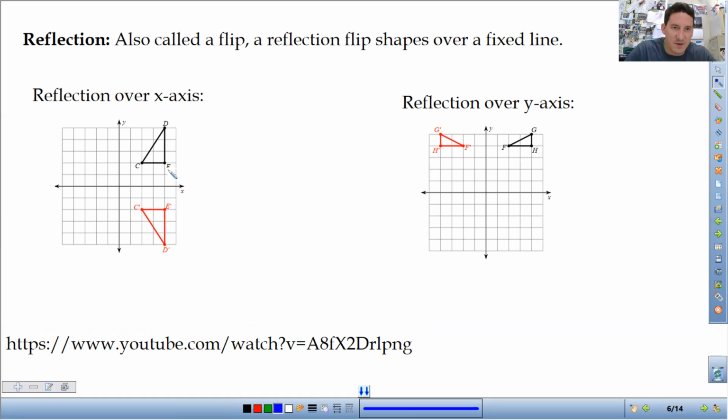How you figure out the reflection: E is 1, 2 away from the X axis. E prime then is 1, 2 away from the X axis on the other side. And it does that with each point. So F, you can see the same thing. F is 1, 2, so to get to F prime, you go 1, 2 in the next direction. So there's the reflection.